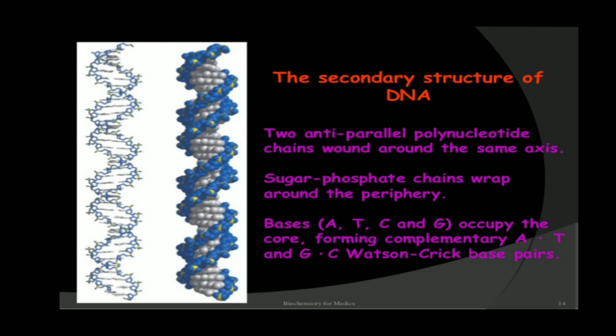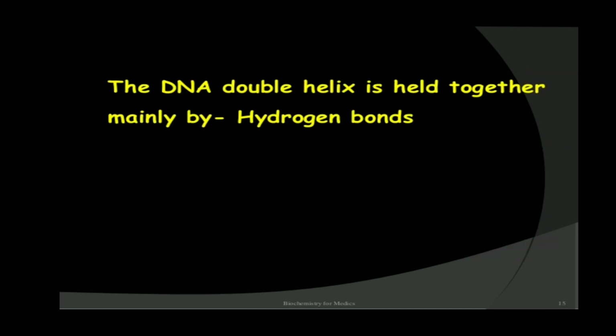The sugar and phosphate chains wrap around the periphery, and the bases, that is adenine, thymine, guanine and cytosine, occupy the core, meaning the inside area of the DNA structure, forming the complementary adenine-thymine and guanine-cytosine Watson-Crick base pairs. Watson and Crick said that adenine always pairs with thymine and guanine always pairs with cytosine.